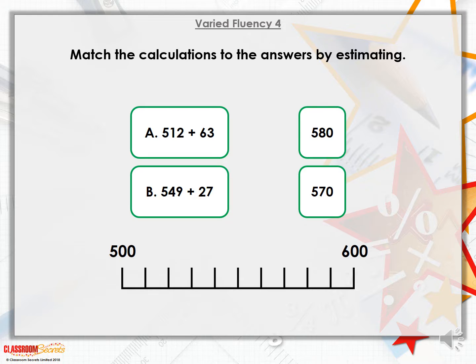This one says, match the calculations to the answers by estimating. Now I'm going to round my numbers. So I'm going to say, right, 510 add 60. I'm going to count on my number line. I'm going to start at 510 and I'm going to count on 60. And there you go, there's your answer. So 510 add 60 would be 570. And then I'm going to do the same for B. I'm going to round it to the nearest 10, which would be 550, add 30, which would be 580.